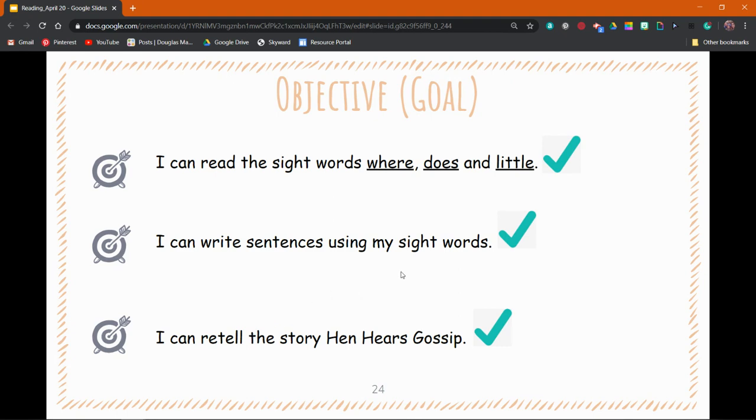So let's see if we met our goals for today. I can read the sight words where, does, and little. Yep, we did that. I can write sentences using my words. Yep, I know you can do that, or you are getting ready to do that. I can retell the story, Hen Hears Gossip. I hope that you practice doing that, boys and girls, using your pictures. I can't wait to see all of your fabulous sentences today.